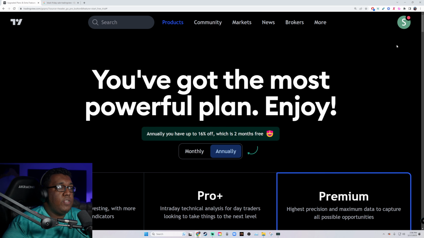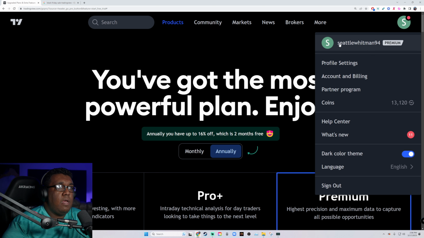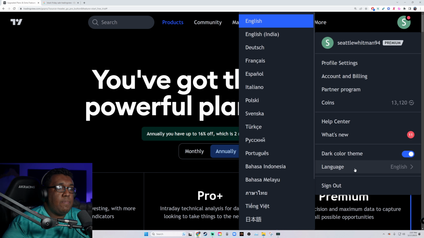And then once you're logged in, you're going to see this little sign right here that starts with the first letter of your email. My email is SeattleWhitman94, so you're going to see the S right there, and you're going to see the plan that you chose. I'm a Premium member right there, and you'll see all this type of stuff working over for yourself.